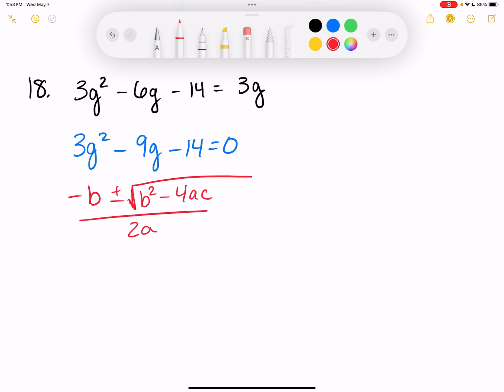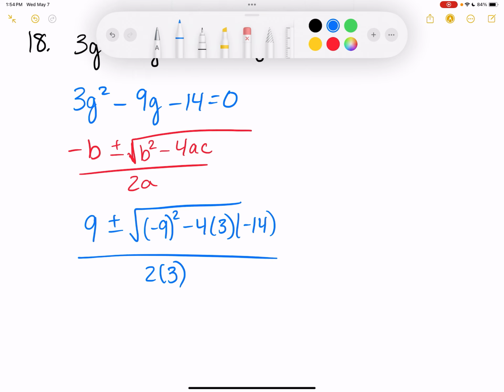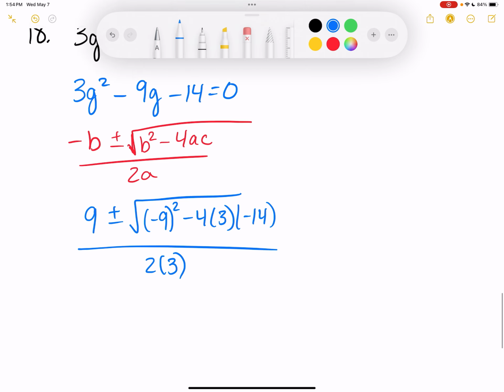All right, somebody tell me how to plug in the stuff. Negative b, and b is negative 9, so negative 9 would be positive, so it is 9. There we go. 9 plus or minus the square root of negative 9 squared minus 4 times 3 times negative 14, all over 2 times 3.